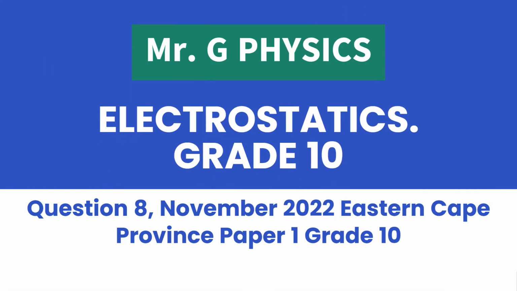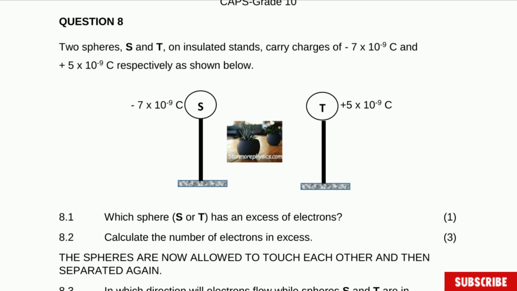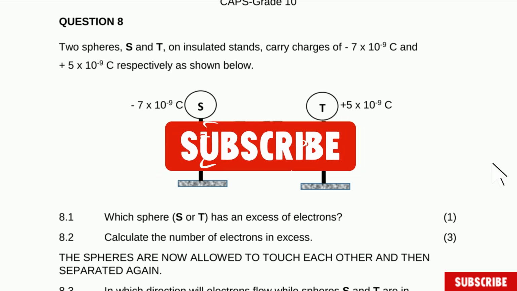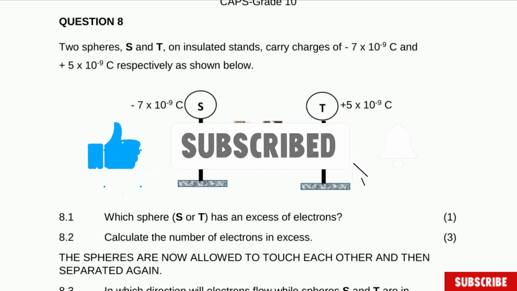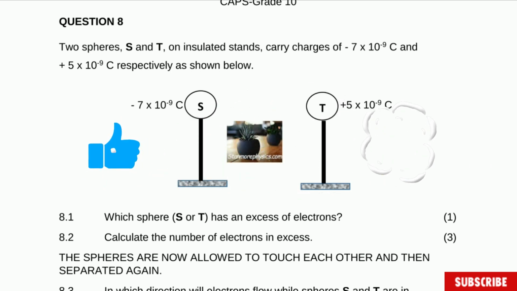This time we're going to be solving a question on electrostatics, which is mostly for grade 10, but it's also applicable for grade 11 and 12. I will leave the question in the description below so you can answer before watching the video. This question says two spheres, S and T, on insulated stands carry charges of negative 7 times 10 to the minus 9 coulombs and 5 times 10 to the minus 9 coulombs respectively, as shown below. And then you have the two spheres there.